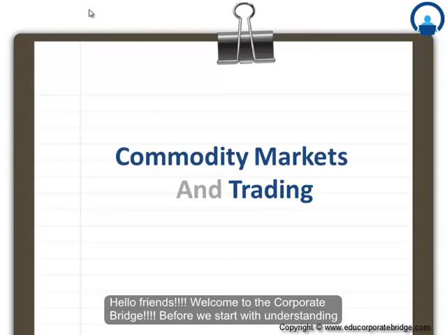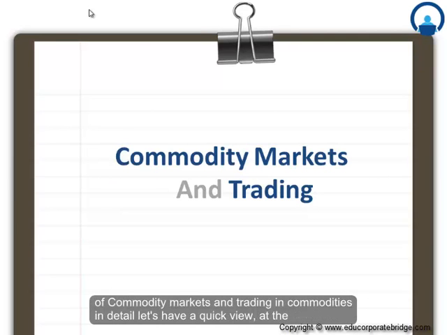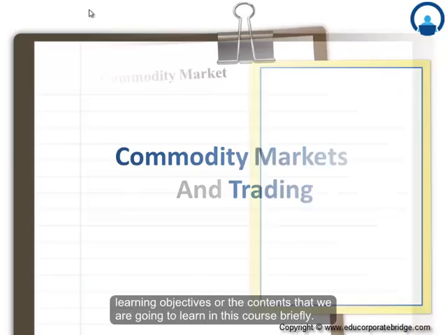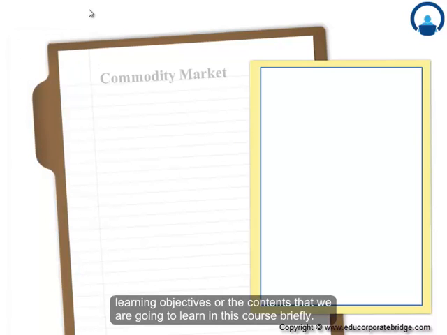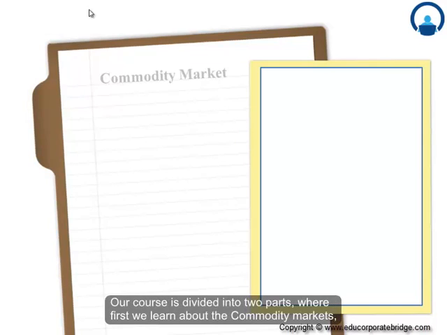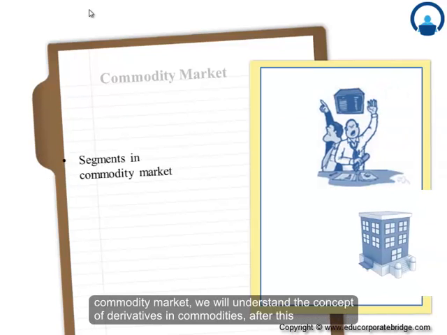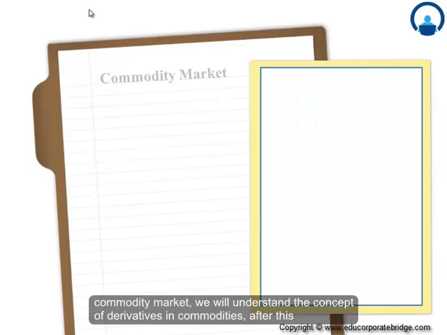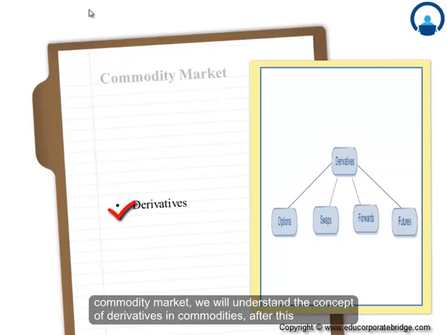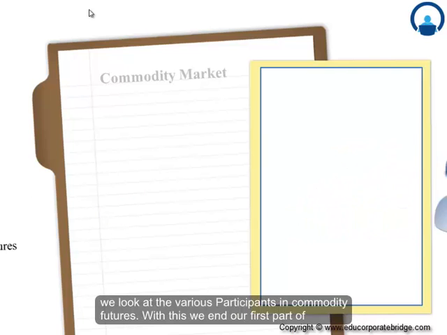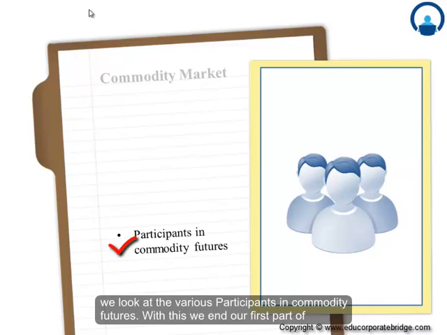Before we start with understanding of commodity markets and trading in commodities in detail, let's have a quick view at the learning objectives or the contents that we are going to learn in this course briefly. Our course is divided into two parts where first we learn about the commodity markets. Here we look at the meaning, evolution, types, features of commodity. Then the segments in commodity market. We will understand the concept of derivatives in commodities. After this, we'll look at the various participants in commodity futures. With this, we'll end our first part of the course.